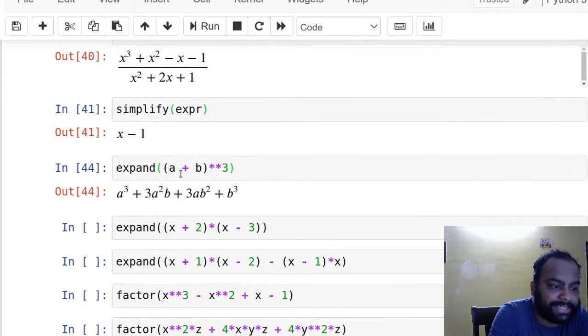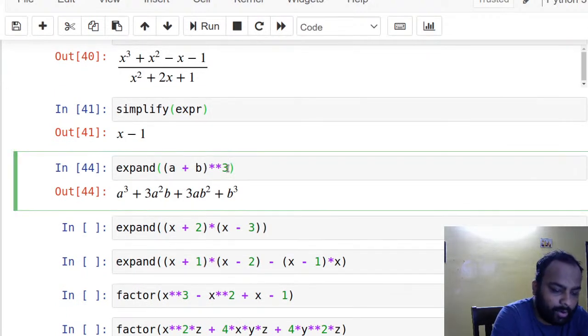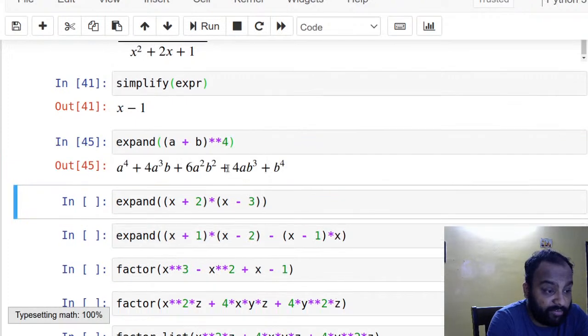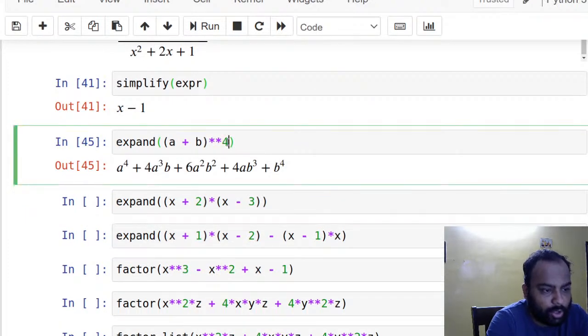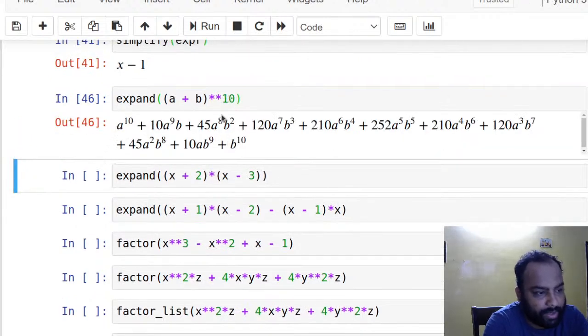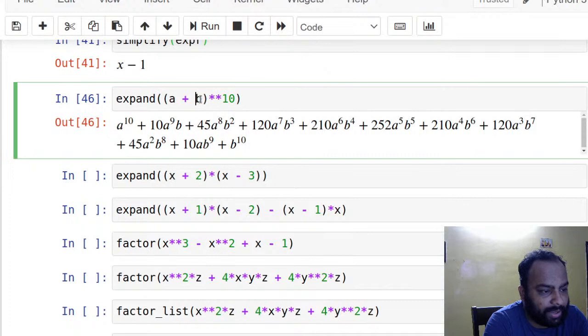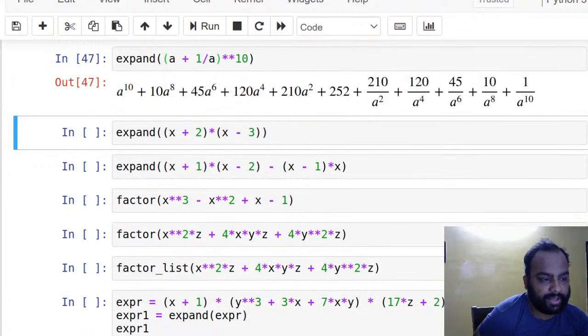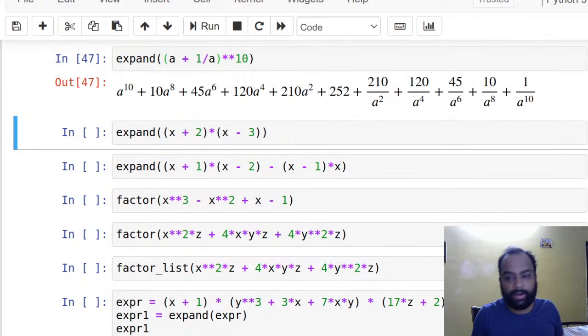Right. So this is a plus b whole cube, the formula for that. What about a plus b whole to the power 4? Just like that. So what about a plus b whole to the power 10? Like that. What if it is not a plus b? What if this is a plus 1 by a? Yeah, we have seen these things. This is a plus 1 by a whole to the power 10. Who knows?